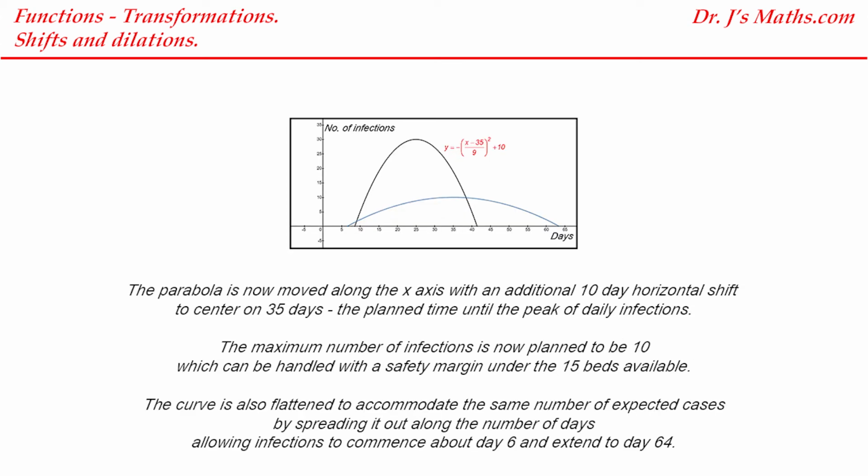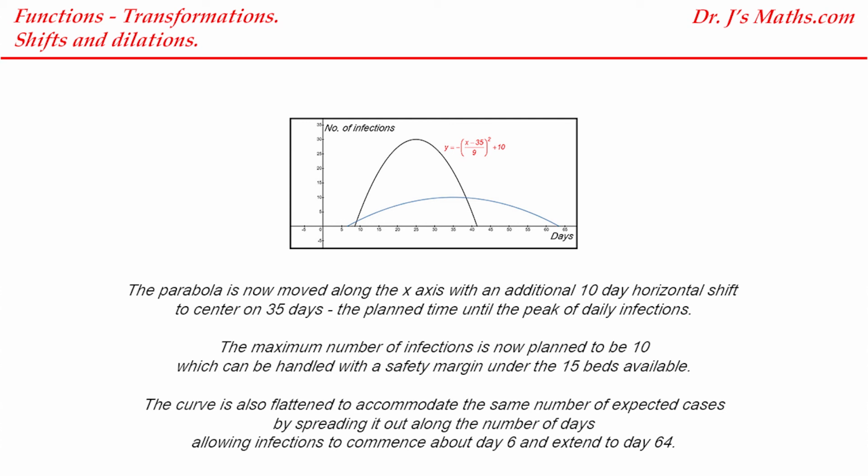We're now going to adopt several health strategies to help us fight the virus. The first thing we're going to do is to delay the peak number of cases on a daily basis until day 35. So we're going to change our 25 to a 35 as our horizontal shift, and then we're going to dilate the curve horizontally even further and change our dilation factor of 3 to a dilation factor of 9.